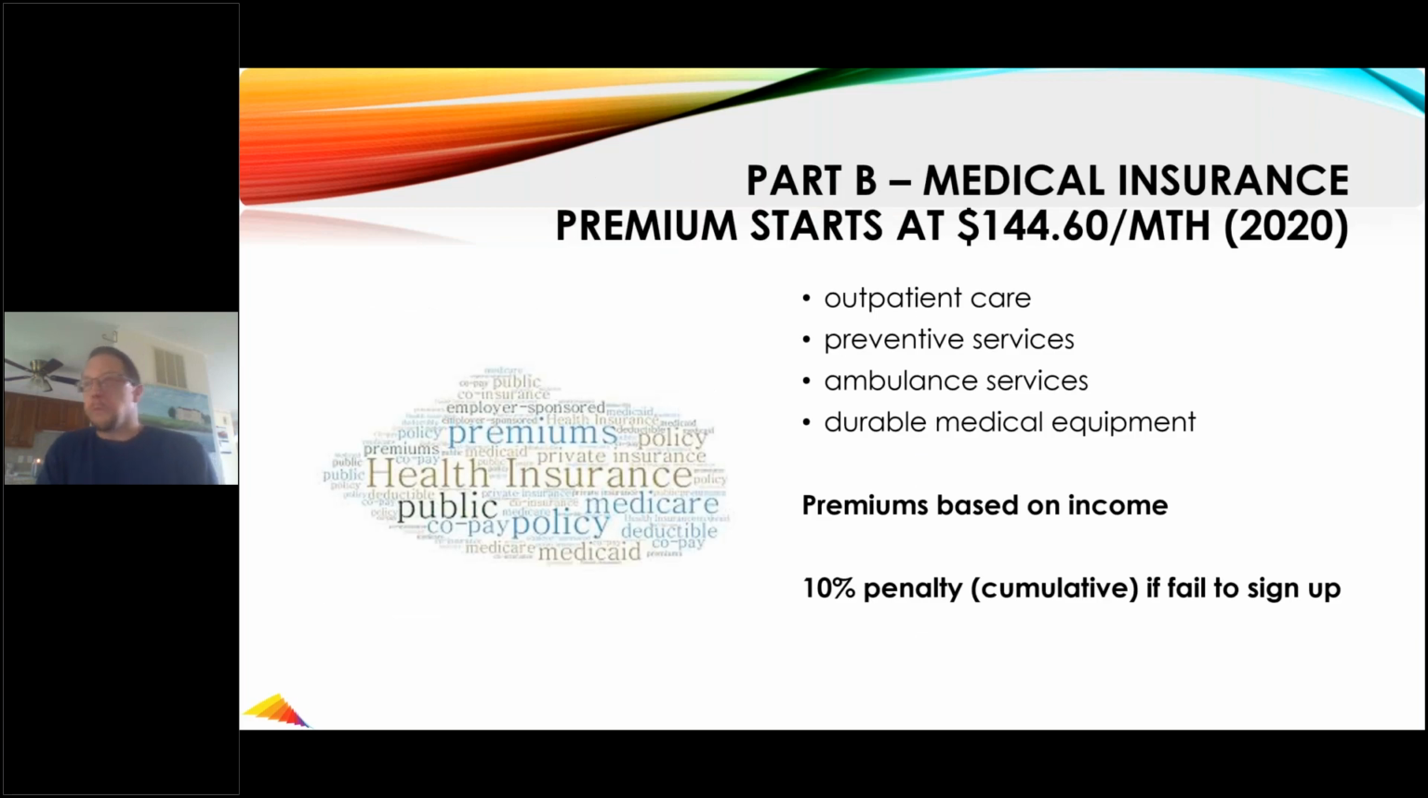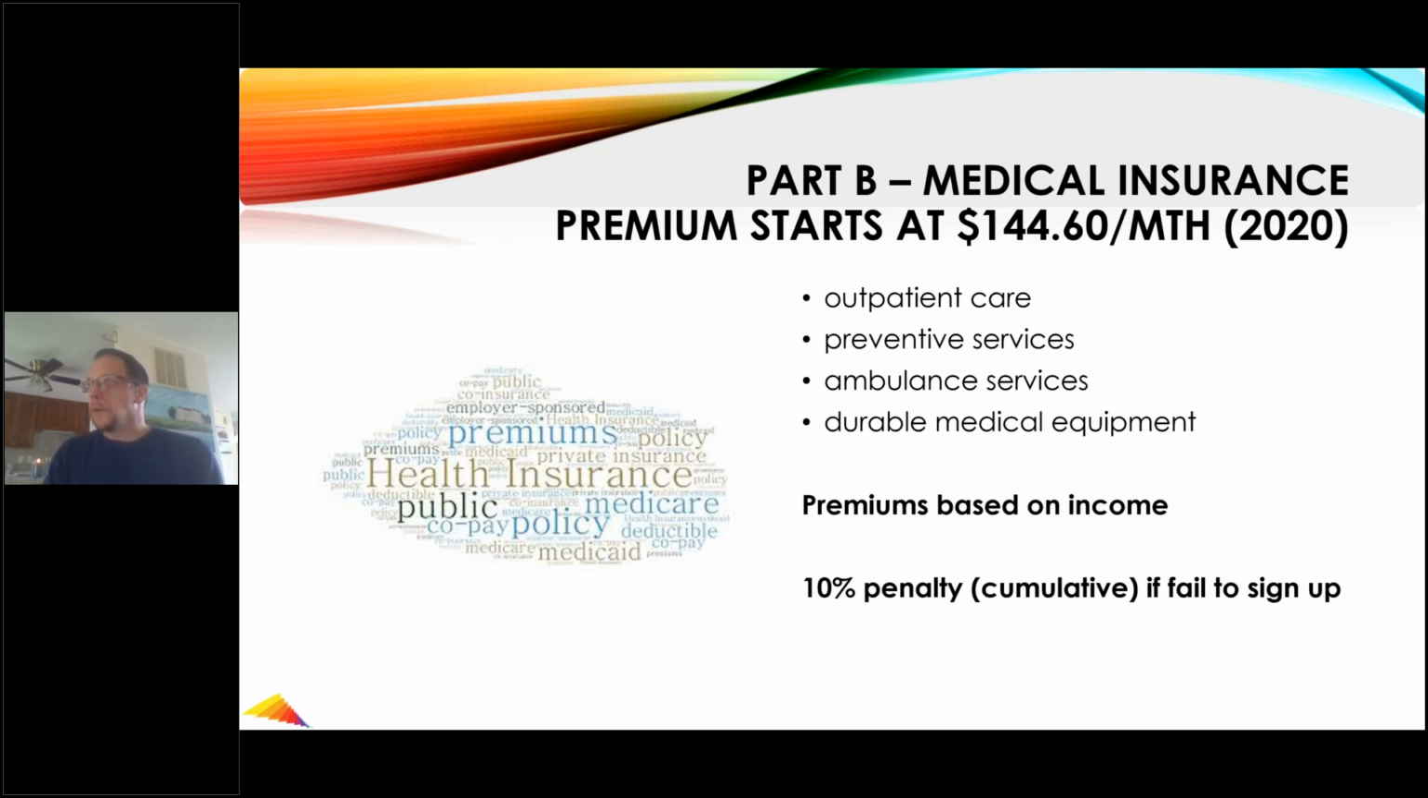Medical insurance, Part B, premiums start at $144.60 a month in 2020. They look back at your income the 2 years previous. So for people filing for Medicare Part B in 2020, they're going to look at what your income was in 2018. So conceivably, your premium could decrease, could go down as you get older and you get further away from your working years.